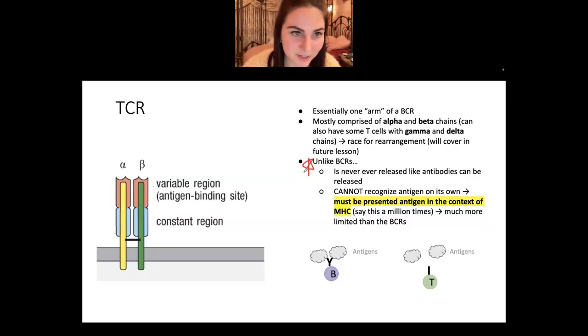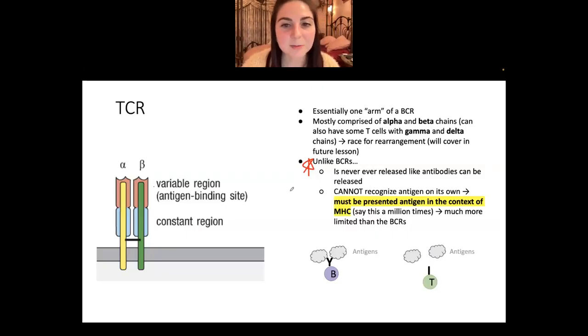Unlike B cell receptors. B cell receptors, remember, are like antibodies. They can get secreted. The B cell can secrete them if it needs to. T cell receptors are never, ever, ever, ever released. They can't get secreted by T cells. They are stationed on the T cell.